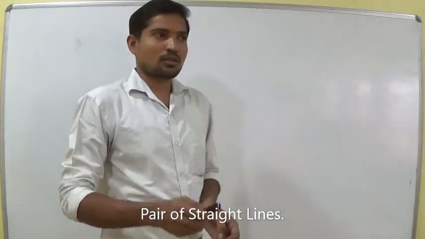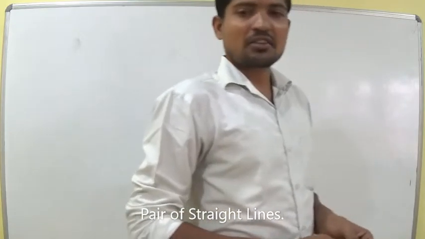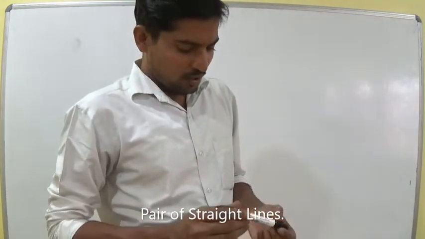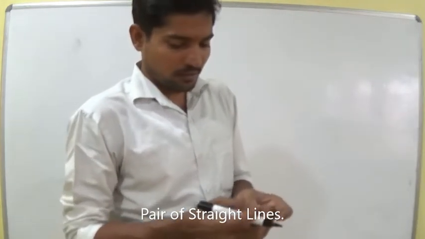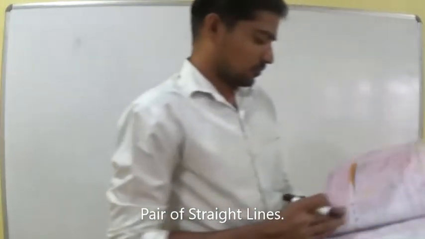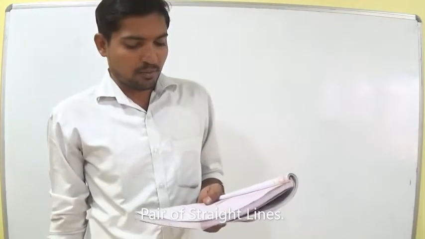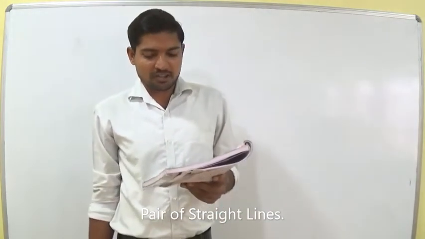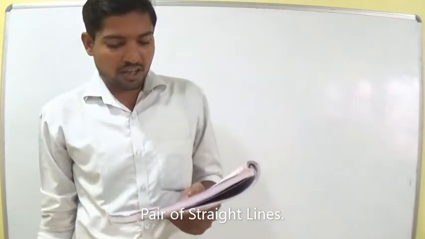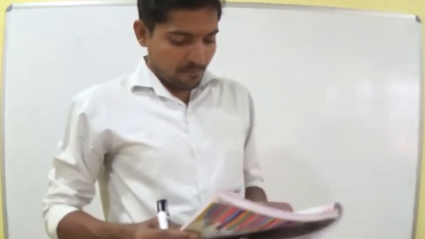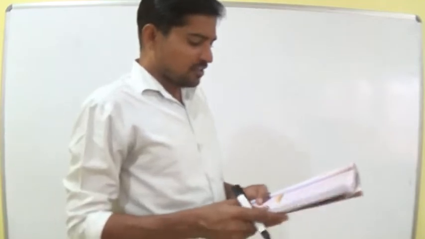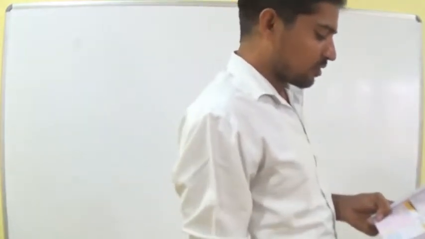So let us solve problems on whatever we discussed. Concept 3. The very first problem in that: kx square plus 7xy minus 3y square plus 4x plus 7y plus 2 represents a pair of straight lines. Then k is equal to, the value of k.